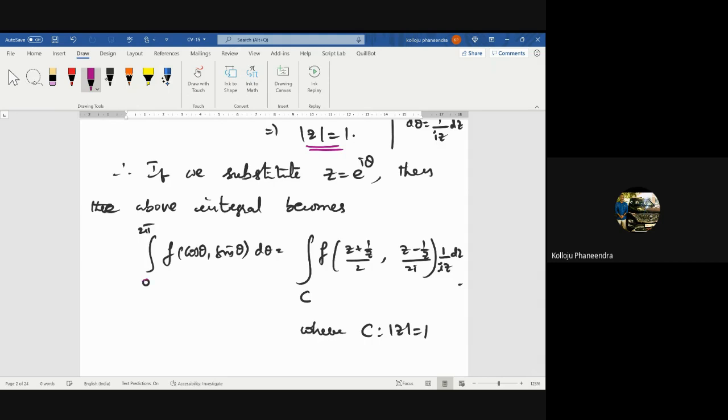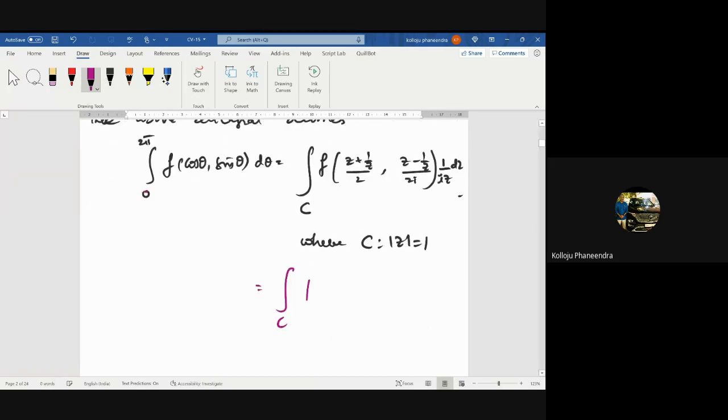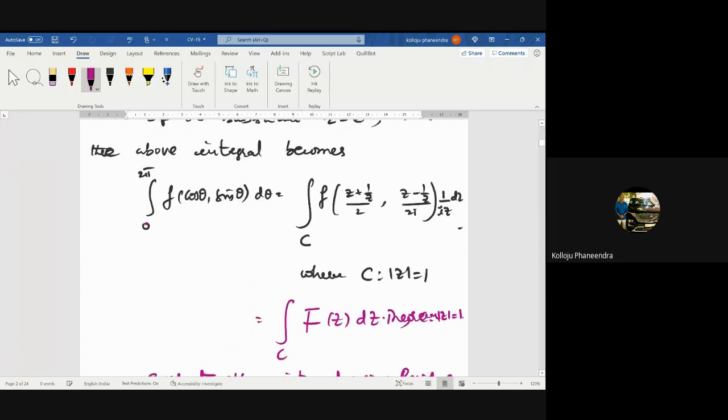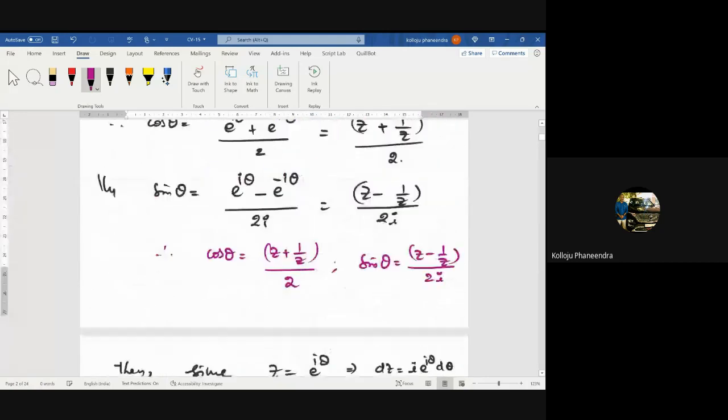So see, the real integral 0 to 2 pi of a function of cosine and sine is now transformed to what? This is nothing but an integral over c of some function of z dz, where c is the unit circle. Evaluate this integral. Now this integral can be evaluated using residue theorem. This is the method to evaluate the real integral.